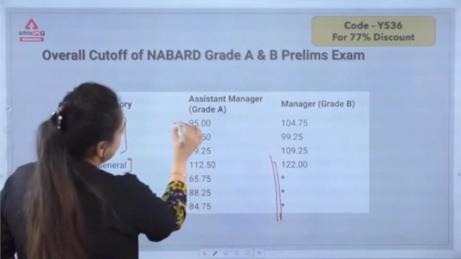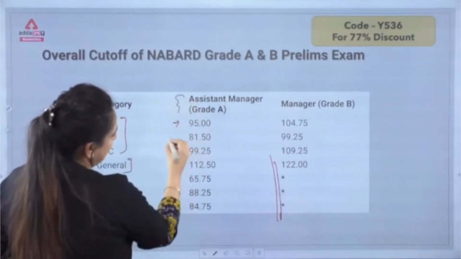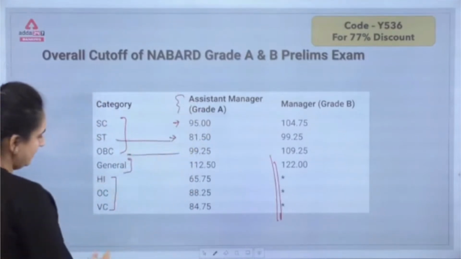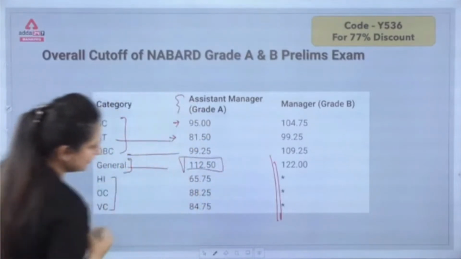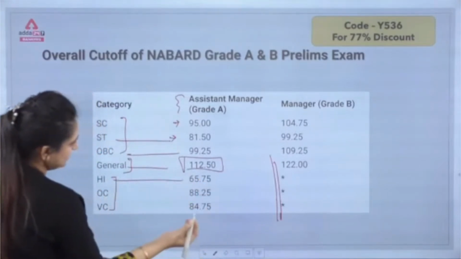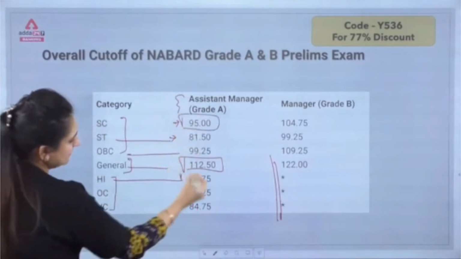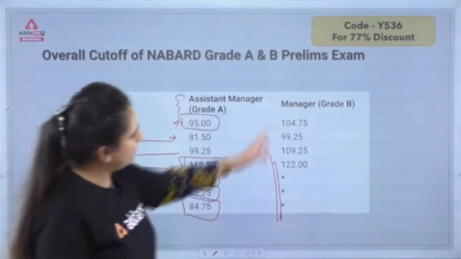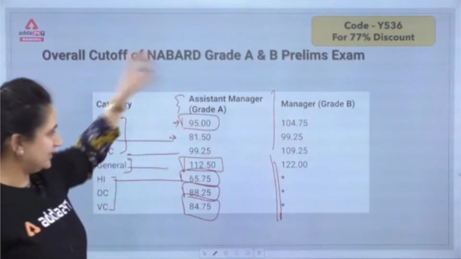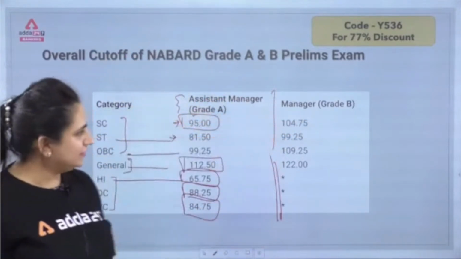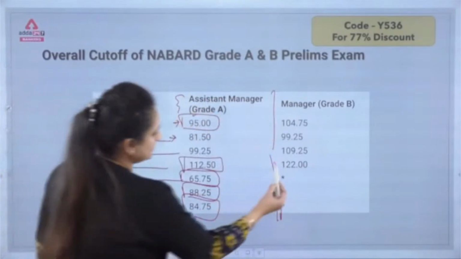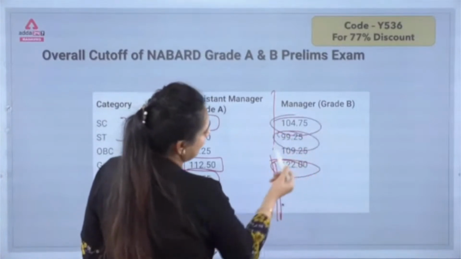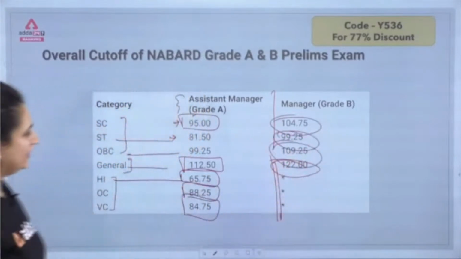Herein it was assistant manager grade A, it was 95, and for ST 81, OBC 99.25, for general it's 112.50, for this 65.75, 88.25 and 84.75. Herein for the managerial post, that is grade B, this was the assistant manager grade A, and this was the manager, that is grade B. So for general it was 122, for the SC it was 104, 99.25 and 109.25.